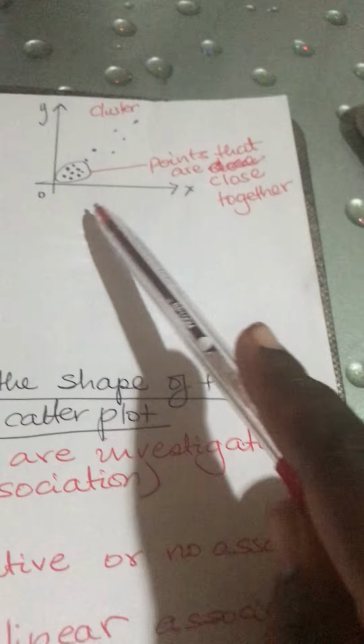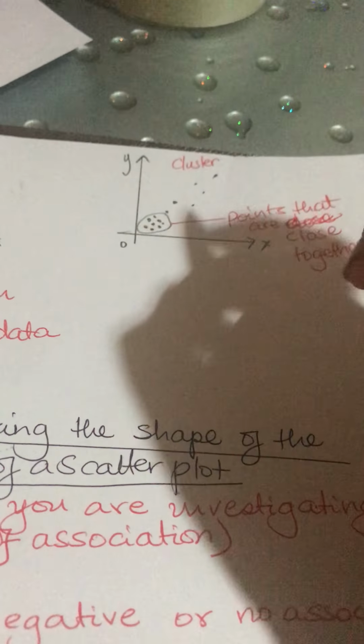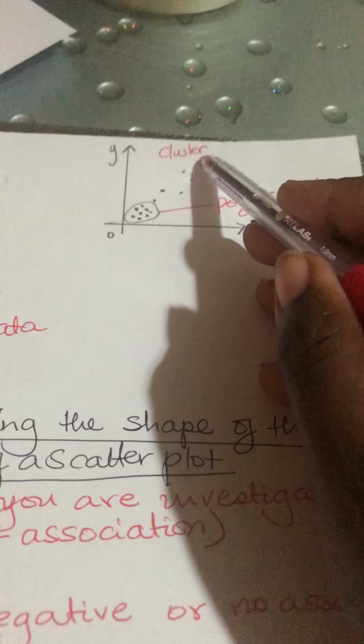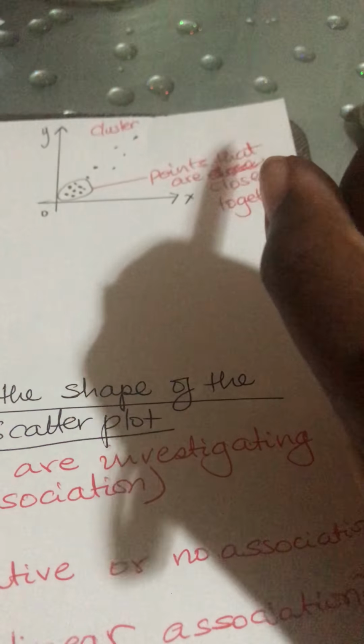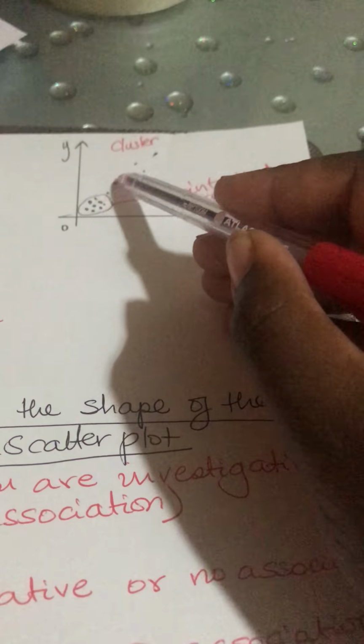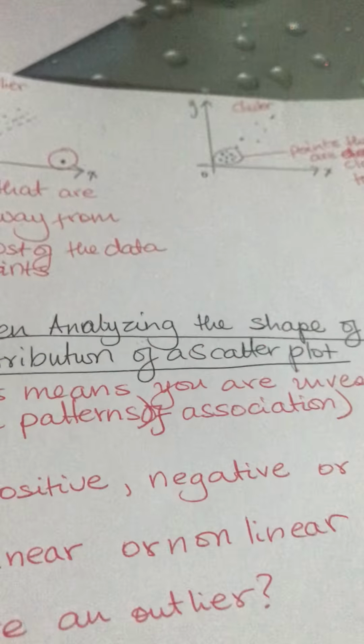Okay? And then you have the cluster. So those points that want to be together in one group. So points that are together in one group are called a cluster. Okay? They are close together. Like you see here, they are close together. The rest are a little bit separate from the rest. So it is called a cluster when your points are together.